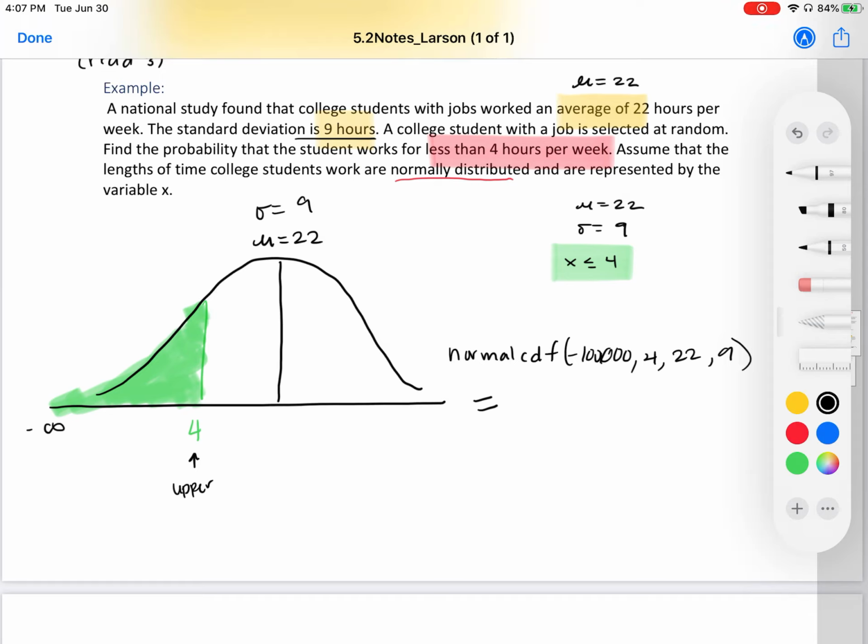So we have 0.0227500062. You only want maybe about 2 or 3 decimal values. So I have 0.02, and because we have a 7, we round up. So we would say 0.023.